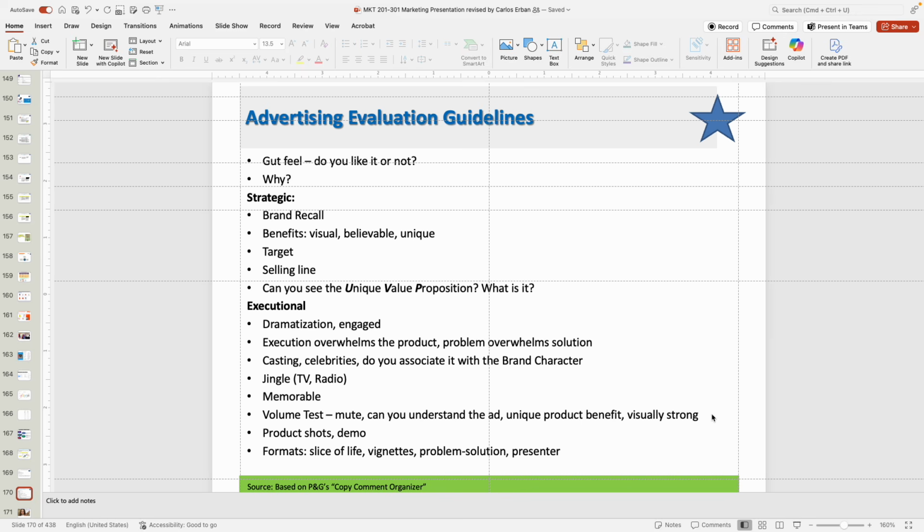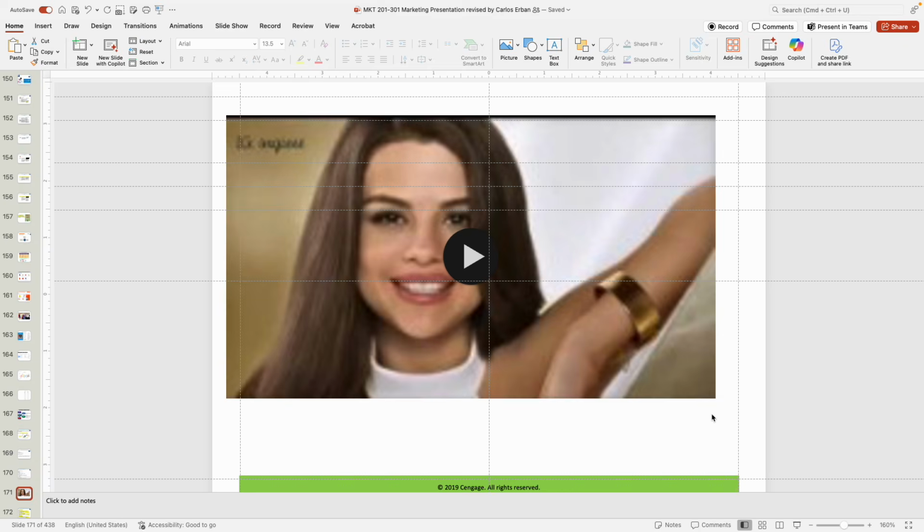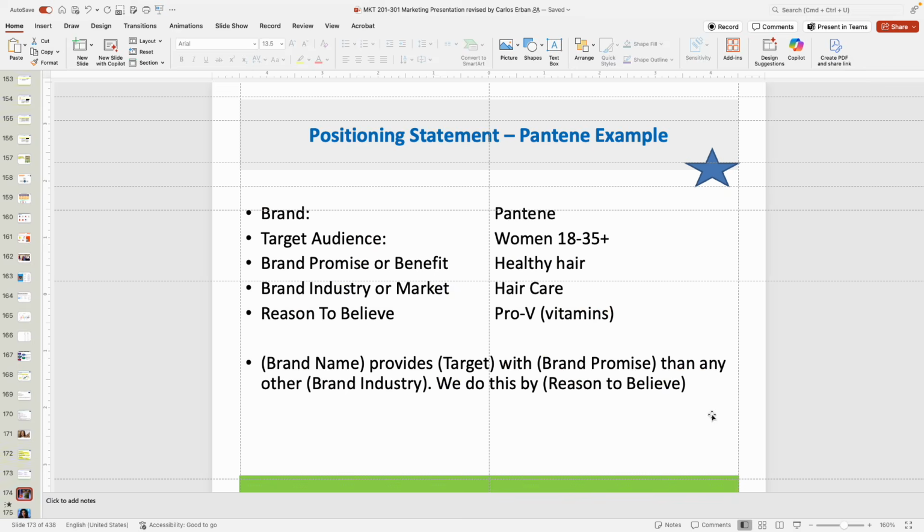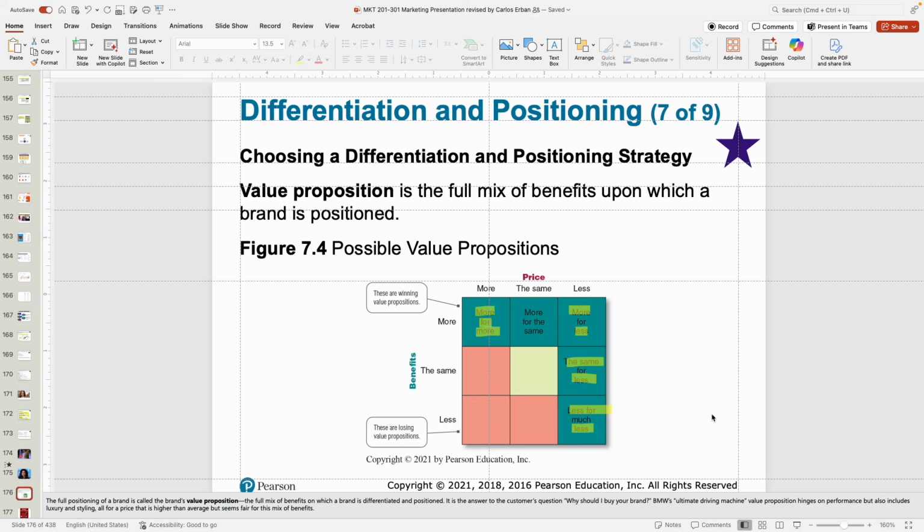So we have this thing called strategic factors, which are the things that you look at to see how well they deliver or communicate their strategic positioning, and then you have executional factors. I'm not going to make you evaluate a TV ad for the exam because we're going to do that when we do advertising as part of the promotion part. And by the way, I wouldn't make you memorize something like this. I would give you the guidelines and just have you use it. But this is kind of how you do positioning.